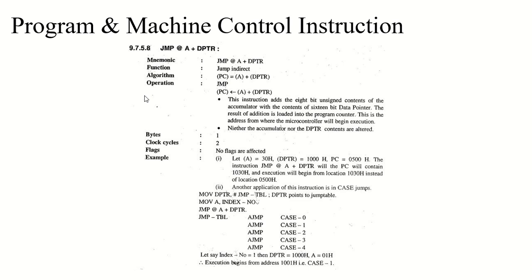Another example or application of this instruction is in the case of jump tables. You can see this jump table here. We use MOV DPTR, #JMP_TBL, then the index number is specified, and then we use this instruction, and here we have the jump table with cases 0, 1, 2, 3, 4. So if the index number is 1, the data pointer is 1000, and the accumulator contains 01, then execution will begin from address 1001 in case 1. Clear?